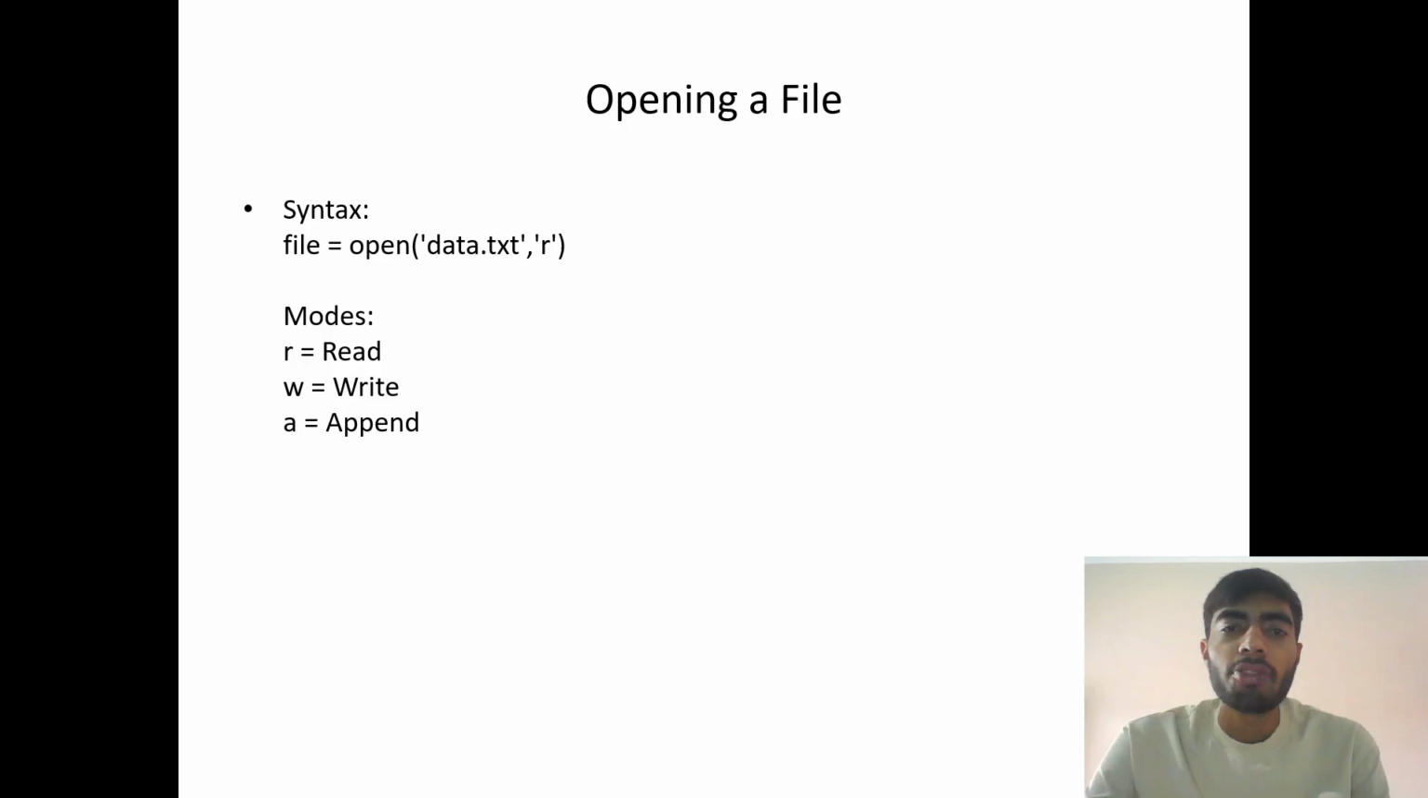Before reading or writing a file, we must open it. Python uses the open function for this purpose. We also specify a mode. The R mode opens a file for reading. The W mode opens a file for writing. If the file already exists, its contents are replaced. The A mode opens a file for appending, which means new data is added to the end without deleting the existing content. Choosing the correct mode is very important.